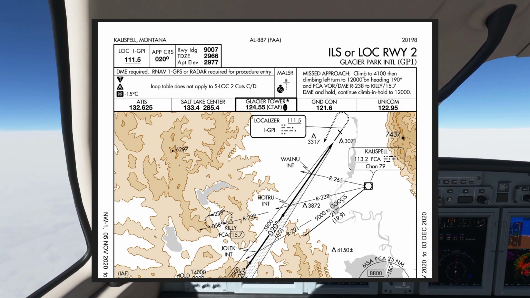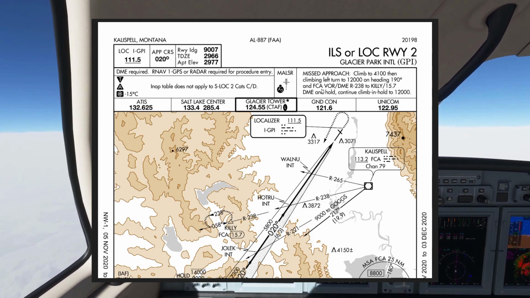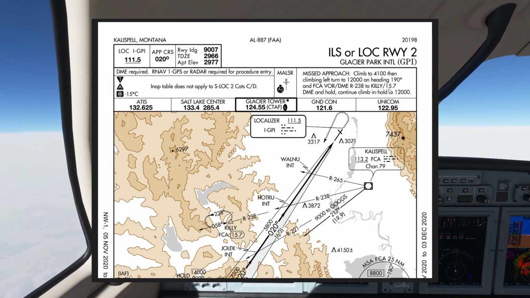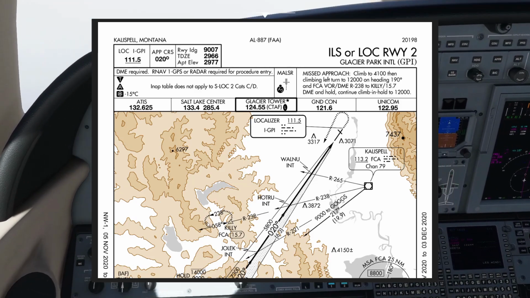Here's the briefing for the missed approach. So climb straight ahead to 4,100 feet, climbing left turn to 12,000 feet, on a heading of 190 degrees to intercept the Kalispell VOR on the 238 radial, and then we'll proceed to the KILI intersection indicated by 15.7 DME on this radial, and if we've not already reached 12,000 feet, we'll continue climbing to 12,000, and then we'll begin our holding pattern over here.